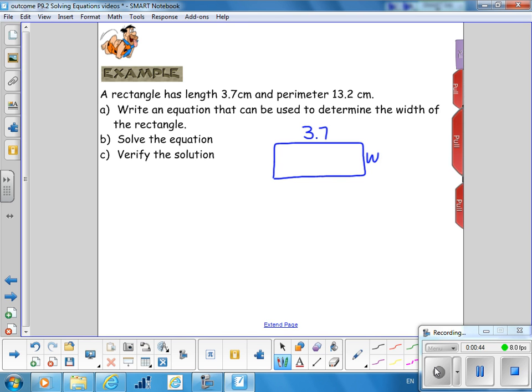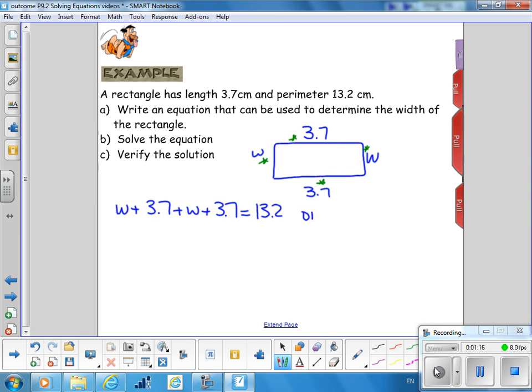Perimeter is the distance around the outside of the rectangle. So it's adding up this side, plus this side, plus this side, plus this side. And if you know your properties of a rectangle, we know that if the top is 3.7, the bottom is 3.7. And if the right is W, then the left is W. So if we want to add all of those up, we'll get the perimeter of 13.2.